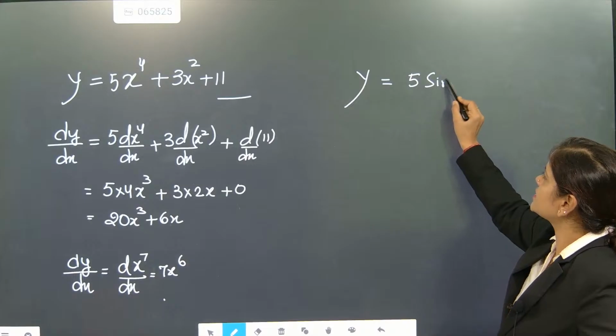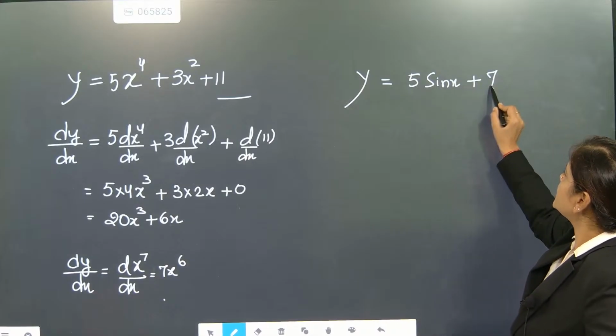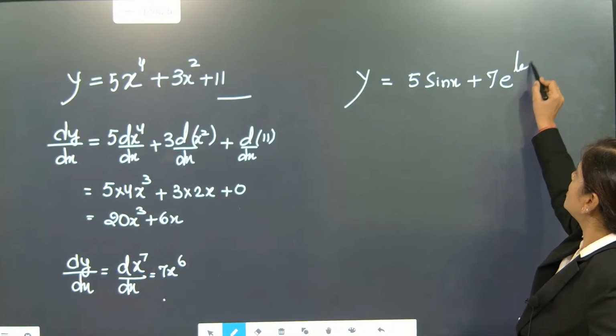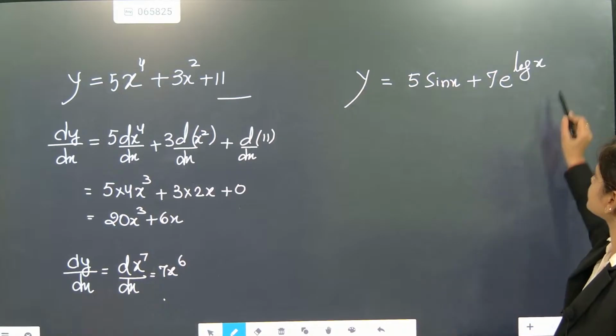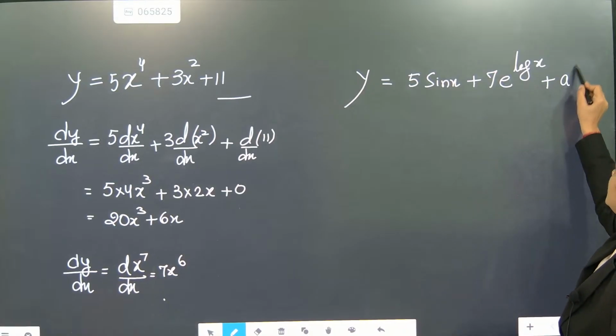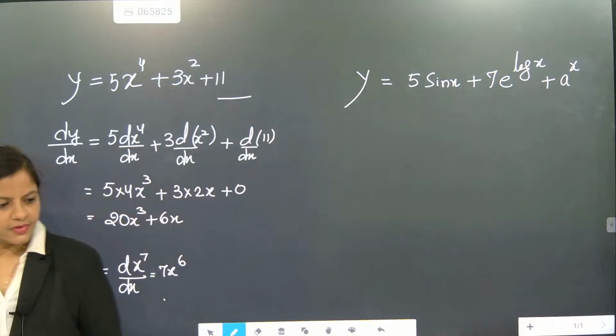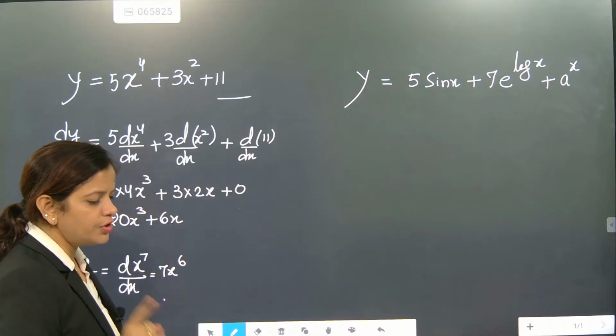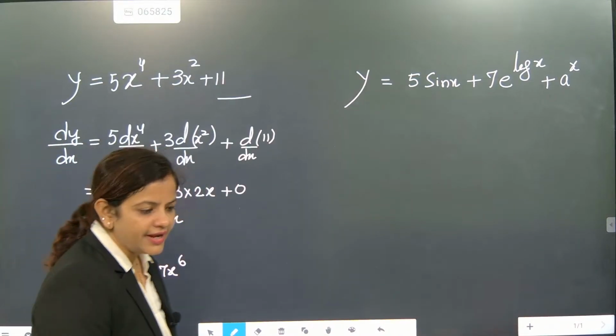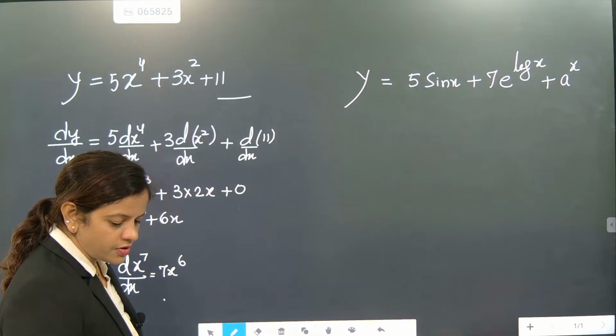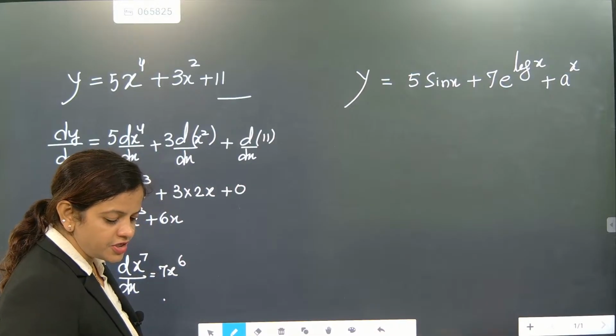5 sin x plus 7 e to the power log x plus a to the power x. Come on, differentiate it. Start differentiating it. Don't use first principle. Direct differentiation you do. Direct differentiation you apply.